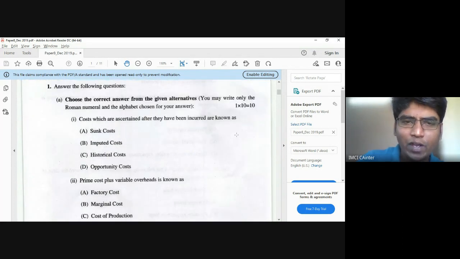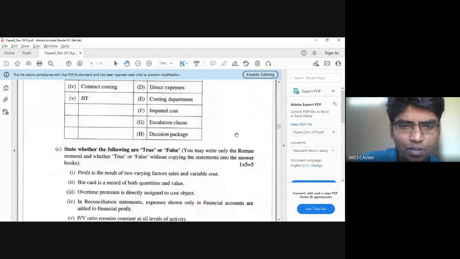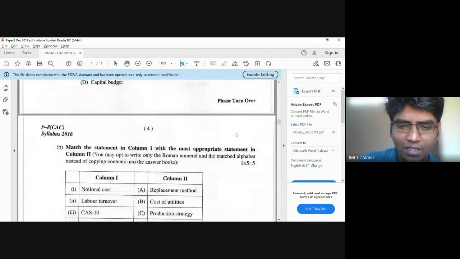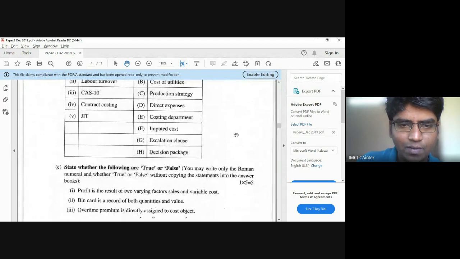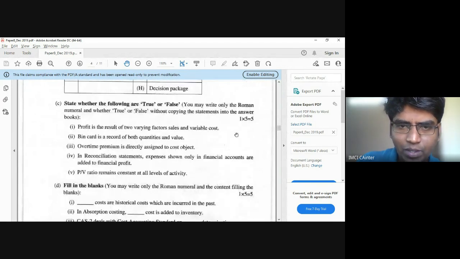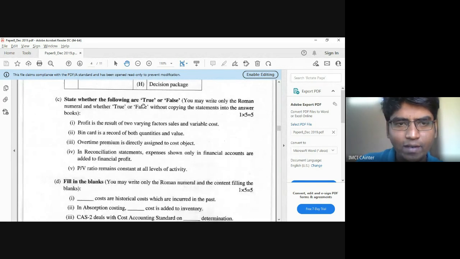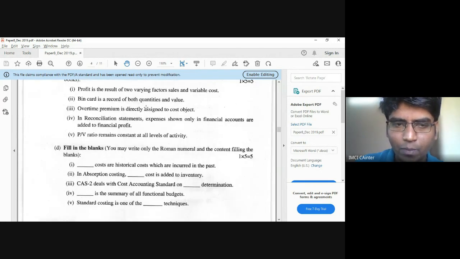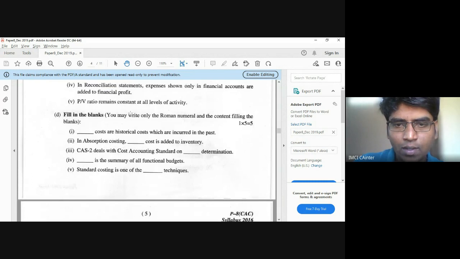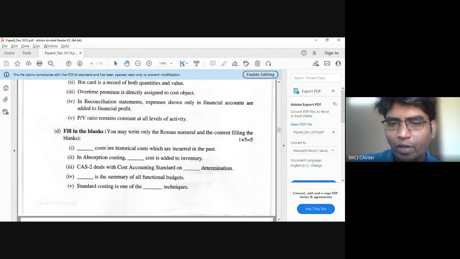We have been given 10 marks on MCQ, 5 marks for match the following, and true or false, where we only have to write true or false. It is the same for the examinations which have happened even now. I got feedback from the students who have written. Even for fill in the blanks, in simple terms, we have to write only the answers.